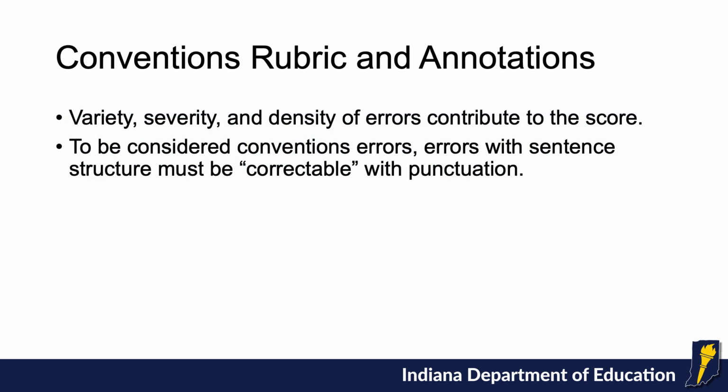For language conventions, the rubrics and annotations indicate that the variety, severity, and density of errors contribute to the score. Responses do not have to be perfect to achieve a 2, and there are examples of responses with errors receiving 2 points. Issues with punctuation and sentence formation are considered different types of errors. As noted in the annotations, to be considered conventions errors, errors with sentence structure must be correctable with punctuation.